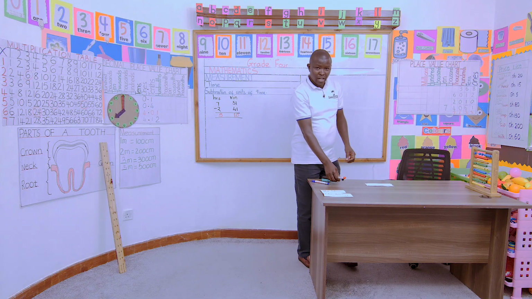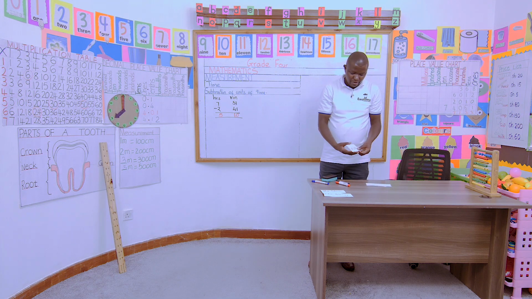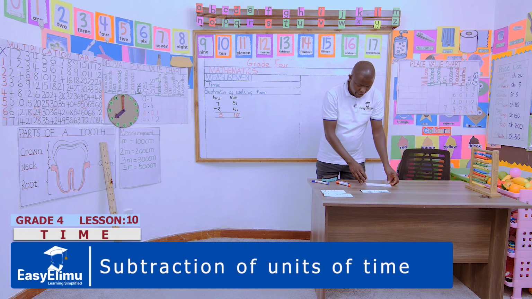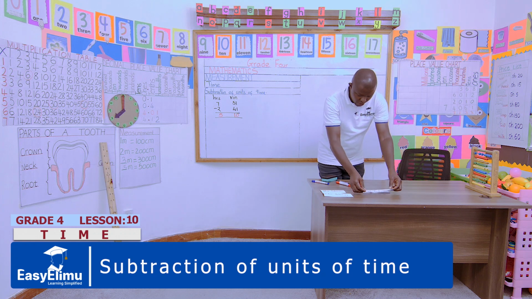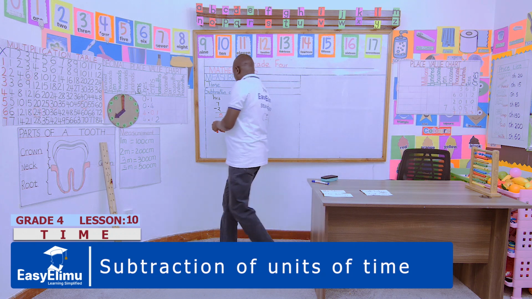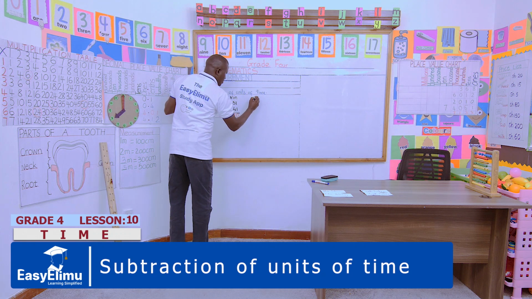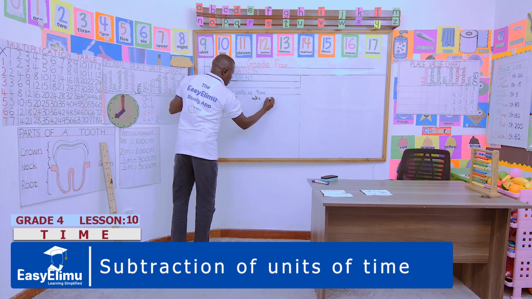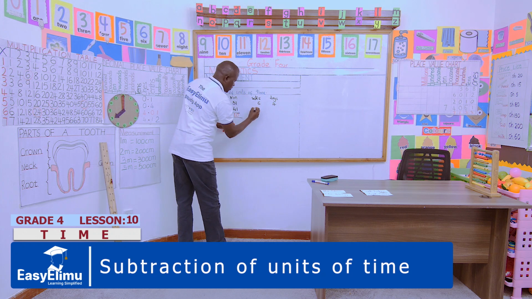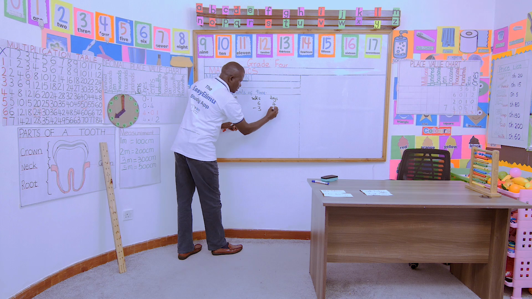Another example, we have 6 weeks and 4 days, take away 3 weeks and 5 days. Let me write it here. We have weeks and days. 6 weeks and 4 days take away 3 weeks and 5 days.